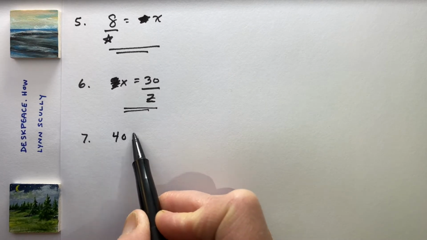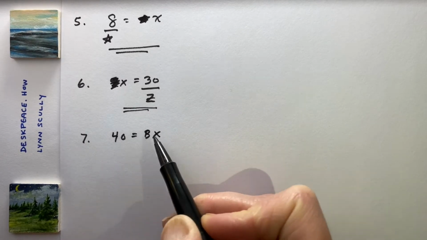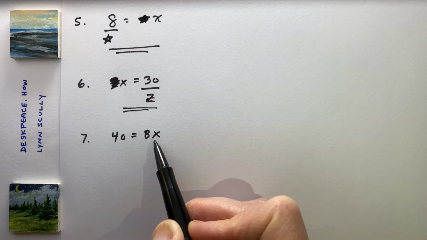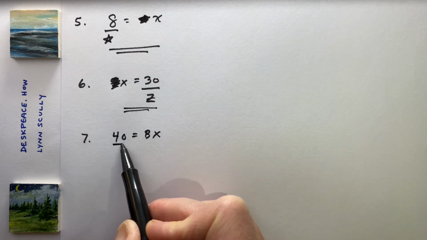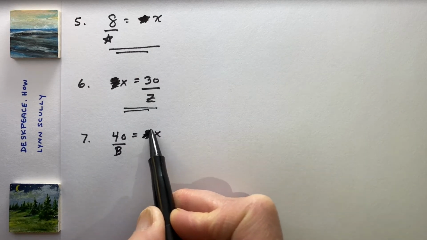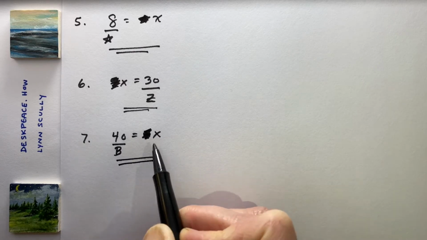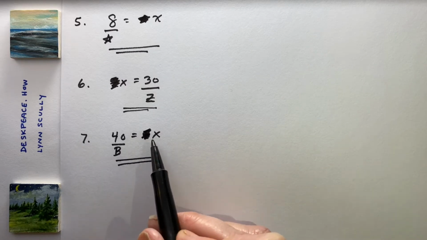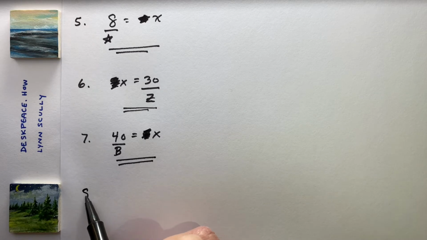Number 7: 40 equals bx. I want to solve for x, which means get it alone. B is attached by multiplication. Move it by division to the other side of the equal sign. X is equal to 40 over b. X in terms of b.